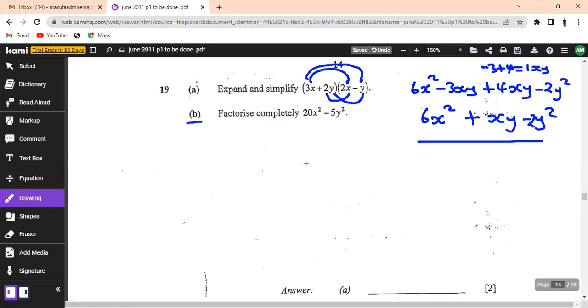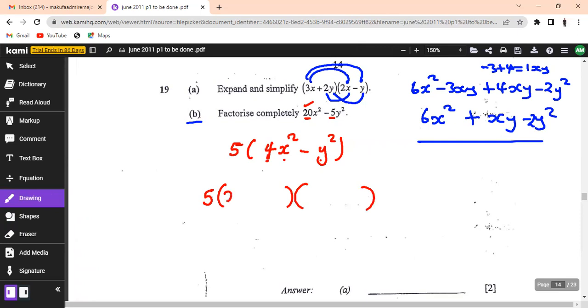Okay, factorize here on number B now. Factorize 20x squared minus 5y squared. What are you going to have in this case? We can factor out 5, which is common between 20 and 5 here. You can factor out 5 first. So 20 divided by 5, that is 4x squared, minus 5 divided by 5, you're going to be left with 1y squared. Inside the bracket, this is a difference of 2 squares. So we can actually have our two brackets: square root of 4, that is 2, square root of x squared, which is x, square root of y squared, which is y. One bracket is going to add, another bracket is going to subtract, just like that.